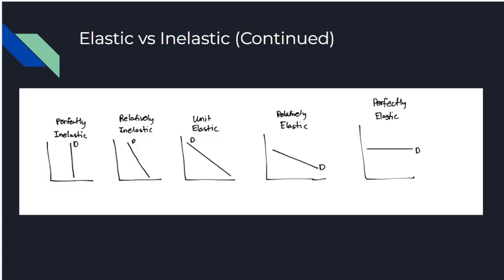And now let's demonstrate the main 5 types of elasticity with graphs. So here you can see the perfectly inelastic graph on the left, and then from left to right, you can notice what the characteristic of the line is. It goes from being absolutely vertical to being absolutely horizontal.